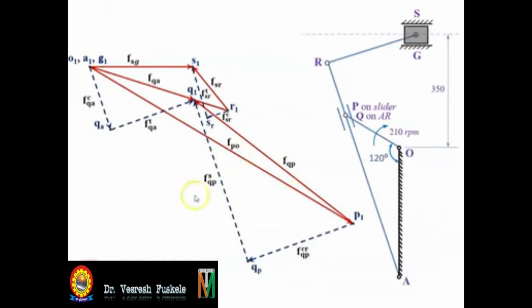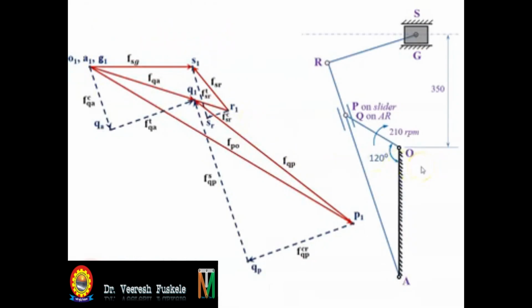Further, with the use of this acceleration diagram, we need to find out the acceleration of the cutting tool at S. So the acceleration of the cutting tool at S will be the acceleration of the slider, that is FSG. This can be measured as G1S1. So the acceleration of the slider or the cutting tool at S is G1S1, which is measured as 6.55 centimeter, which according to the scale taken is equal to 32.8 meter per second square.